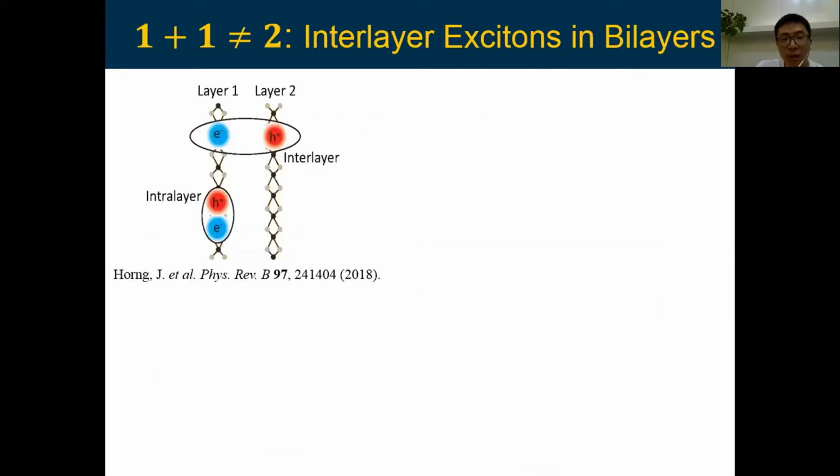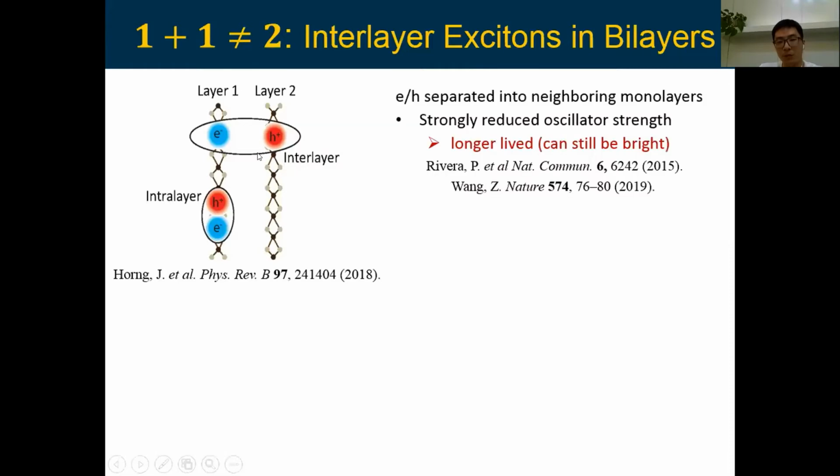So what's new in heterobilayers? In addition to the intralayer exciton in the monolayer, you will have the interlayer exciton, with the electron and hole separated into these 2 layers. With that, you will have a reduced oscillator strength, so the lifetime is longer.